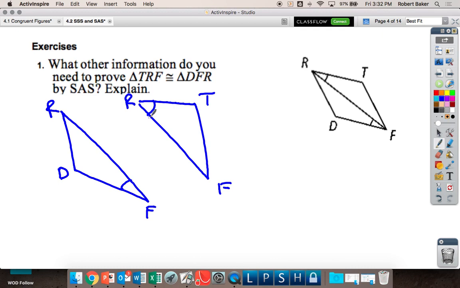We call that the reflexive property. I can make these marks, right? Right now I have S, A. I need another, what do I need, an S or an A? I need an S. Right now I have SA. Where does the other S go? Right here, right? That way, the angle is between the sides. Now I have the SAS shortcut. So you provided the information that DF is the same as RT. That's the one layer that you're adding to prove they are congruent.